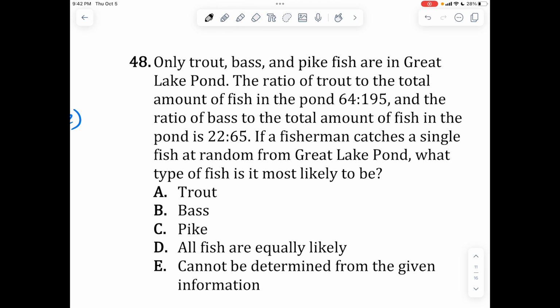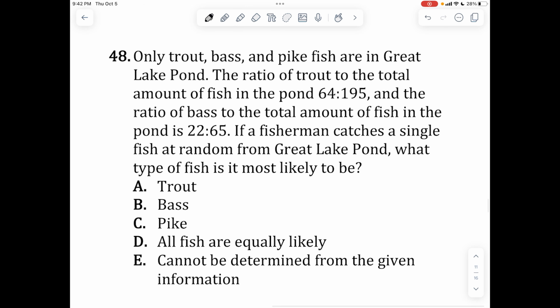Only trout, bass, and pikefish are in Great Lake Pond. The ratio of trout to the total amount of fish in the pond is this, and the ratio of bass to the total amount of fish is this. If a fisherman catches a single fish at random, what type of fish is it most likely to be?